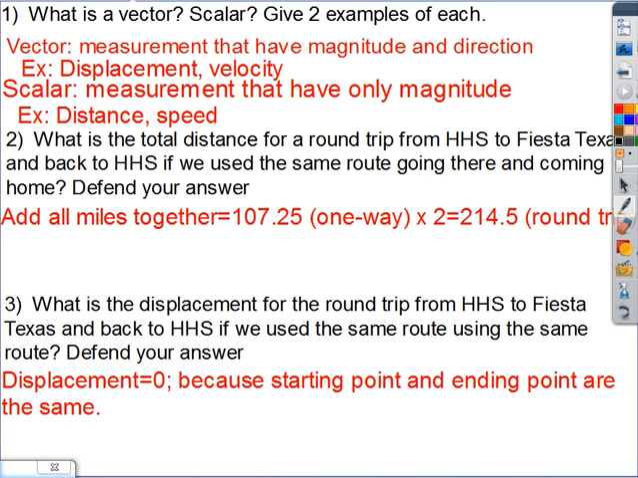Okay, what is a vector? What is a scalar? So here are your answers. Vectors measure magnitude and direction. That's why we did magnitude and direction. Examples would be displacement, velocity. Scalars measure just magnitude only, like distance and speed.